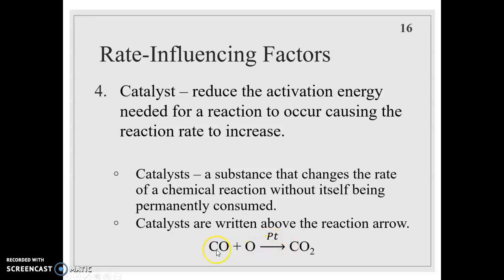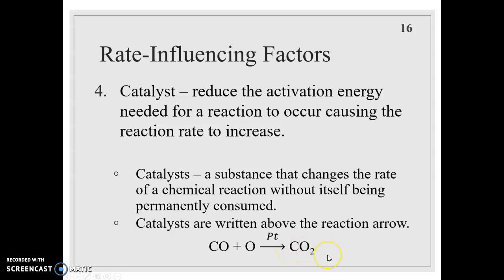So we show here with maybe the exhaust coming out of your car, carbon monoxide and oxygen atoms get together to make CO2. CO2 is much less dangerous for you to breathe than carbon monoxide. So there's a platinum catalyst inside of the catalytic converter that assists with catching the oxygen atoms, and then that allows them to combine with the carbon monoxide to make carbon dioxide. And again, it's shown above the reaction arrow because it doesn't actually get used up by the reaction.